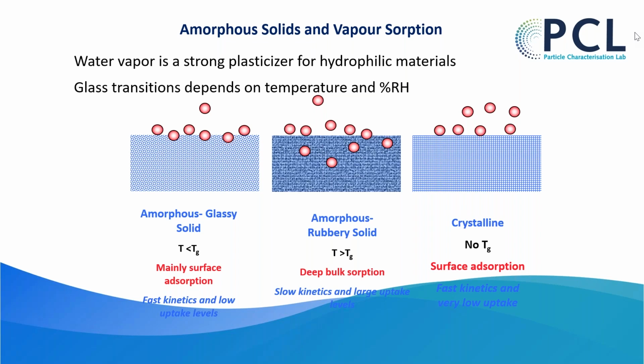So we can see that water vapor is a strong plasticizer for hydrophilic materials. The glass transition behavior depends on the temperature and the humidity and, of course, the molecular structure of the solid. So if it's an amorphous glassy solid, you get mainly surface absorption of molecules, fast kinetics but very low uptake. If it's rubbery, then of course you have larger uptake and slow kinetics because the materials are diffusing all the way into the bulk. If it's crystalline, there's no bulk absorption. It's just surface absorption and very low uptake levels.